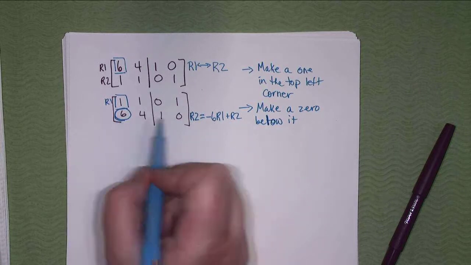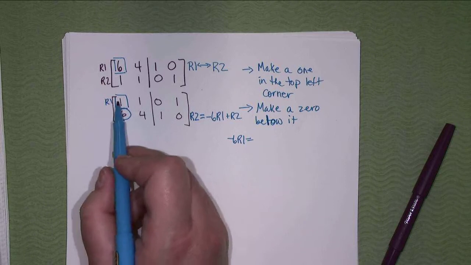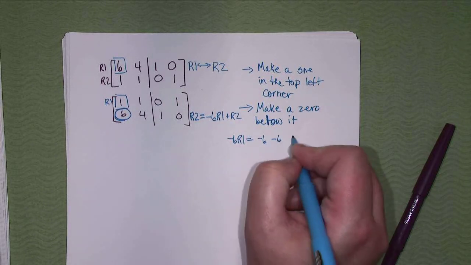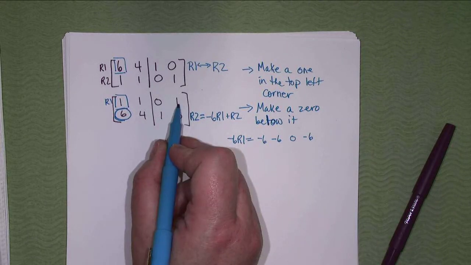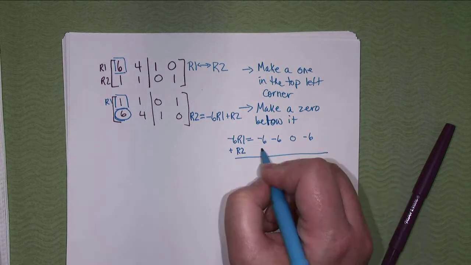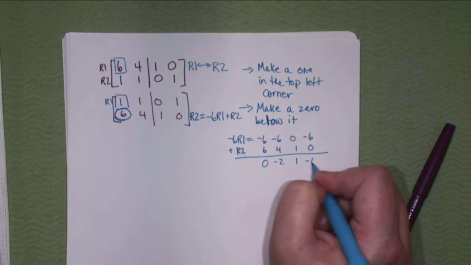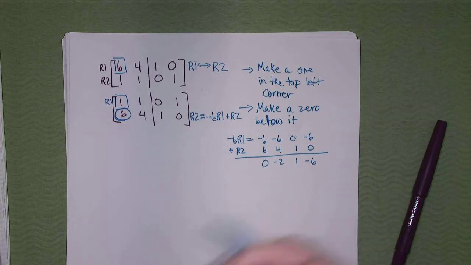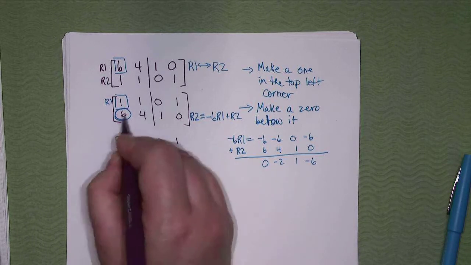Negative 6 times row 1. So that means multiply everything in row 1 by negative 6. So negative 6 times 1, negative 6 times 0, and negative 6 times 1. So I multiplied negative 6 row 1, and then add it to row 2. So let's just put row 2 here. 6, 4, 1, 0. Add them together very, very, very carefully, because this is where people make mistakes. And if you even make a small mistake here, it carries through the whole thing. And then rewrite it. So we didn't change row 1, because we were changing this 6 to 0. There we are.